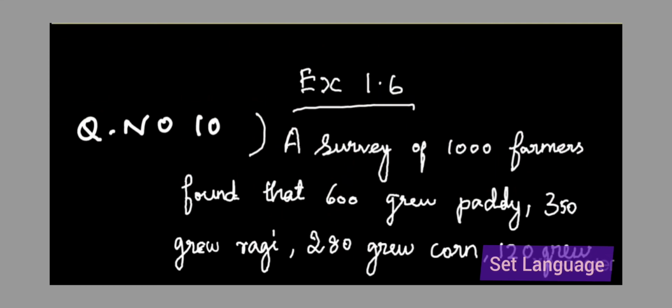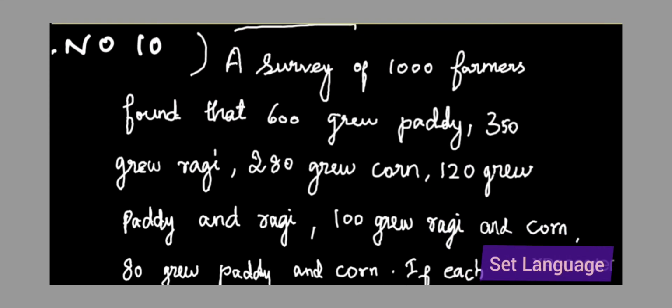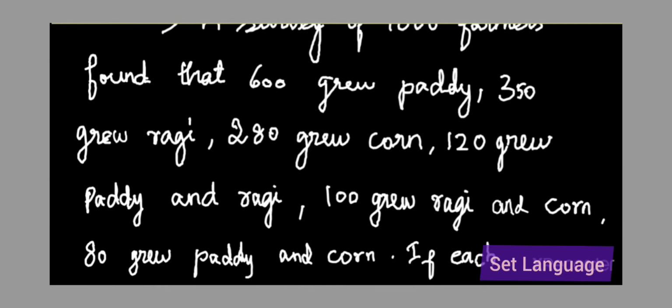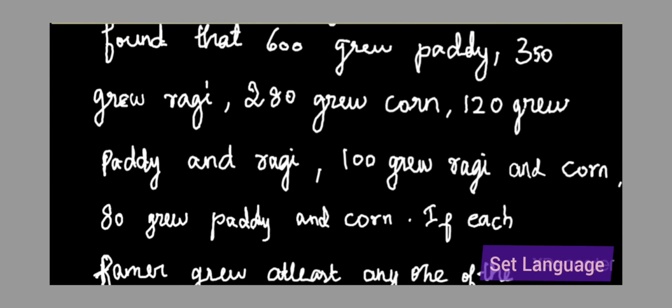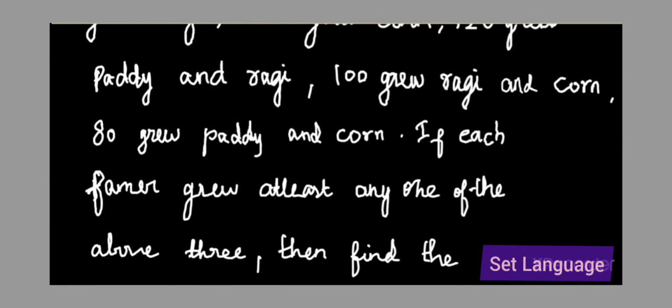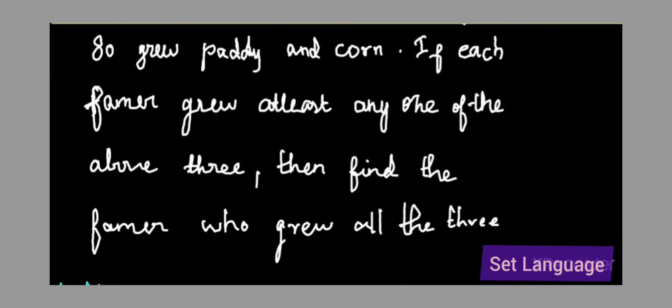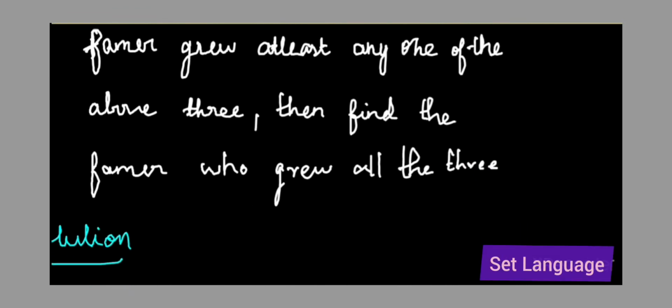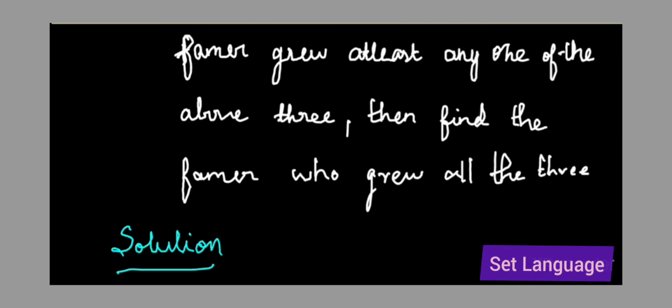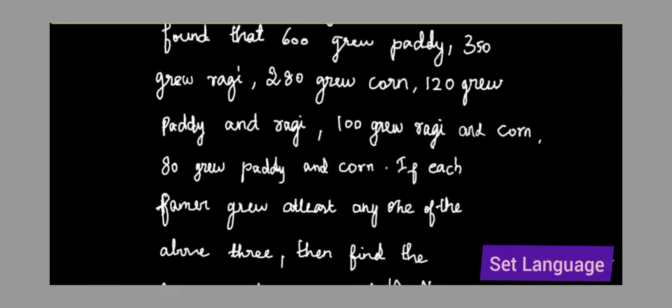Exercise 1.6 question number 10. A survey of 1000 farmers found that 600 grew paddy, 350 grew ragi, 280 grew corn, 120 grew paddy and ragi, 100 grew ragi and corn, and 80 grew paddy and corn. Each farmer grew at least one of the above three. Find the number of farmers who grew all three.